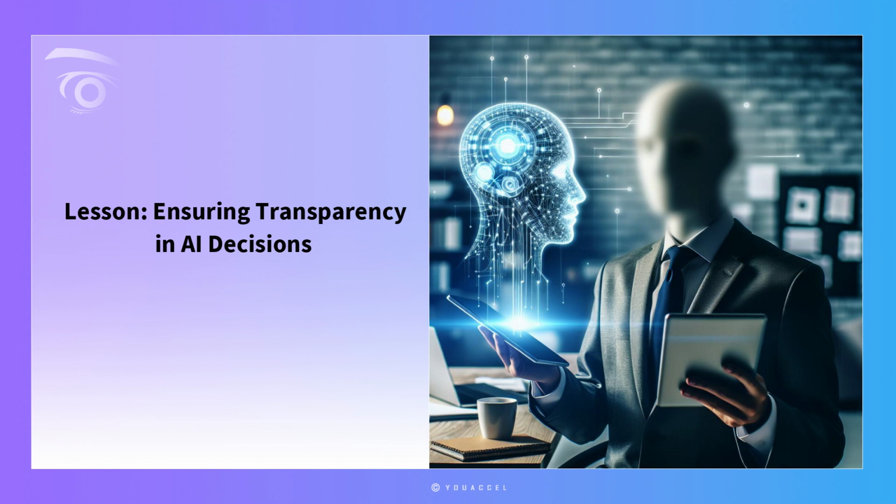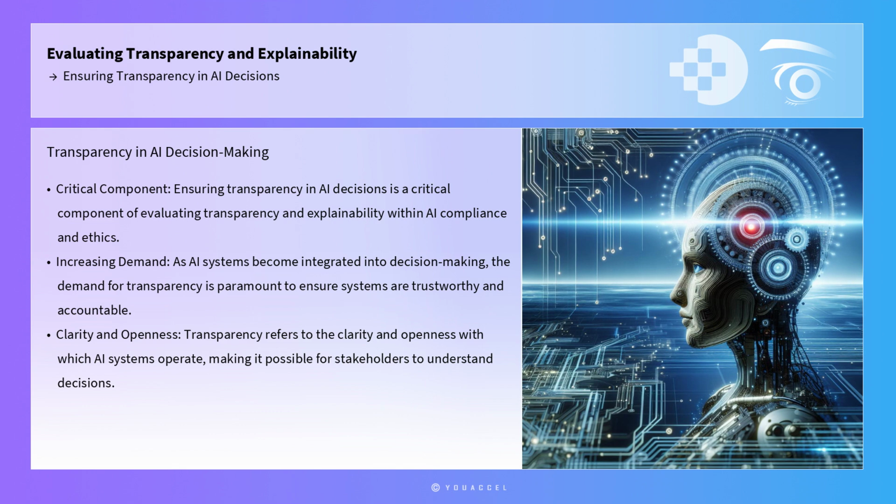Lesson: Ensuring transparency in AI decisions. Ensuring transparency in AI decisions is a critical component of evaluating transparency and explainability within the larger context of AI compliance and ethics. As AI systems become increasingly integrated into decision-making processes, the demand for transparency is paramount to ensure that these systems are both trustworthy and accountable.